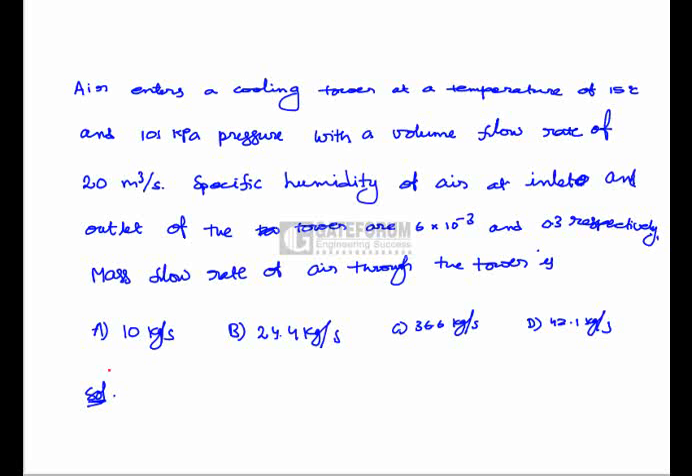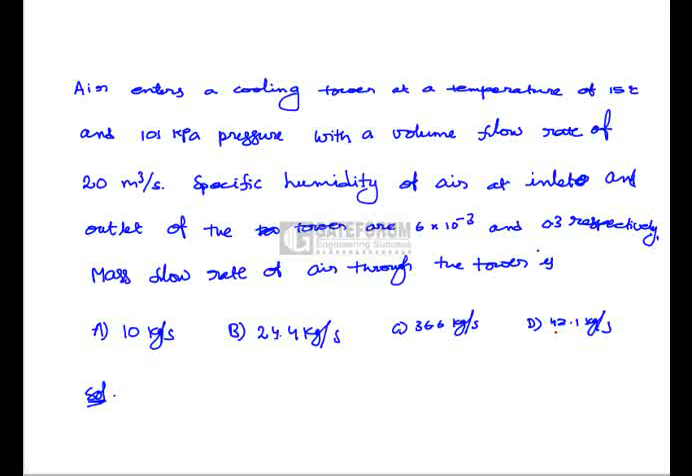There's a cooling tower at a temperature of 15 degrees centigrade and 101 kilopascal pressure with a volume flow rate of 20 meter cube per second. Specific humidity of air at inlet and outlet of the tower are 6 into 10 power minus 3 and 0.3 respectively. Mass flow rate of air through the tower is, here the options are 10 kg per second, 24.4, 36.6 and 42.1. Here the air we can assume as perfect gas.